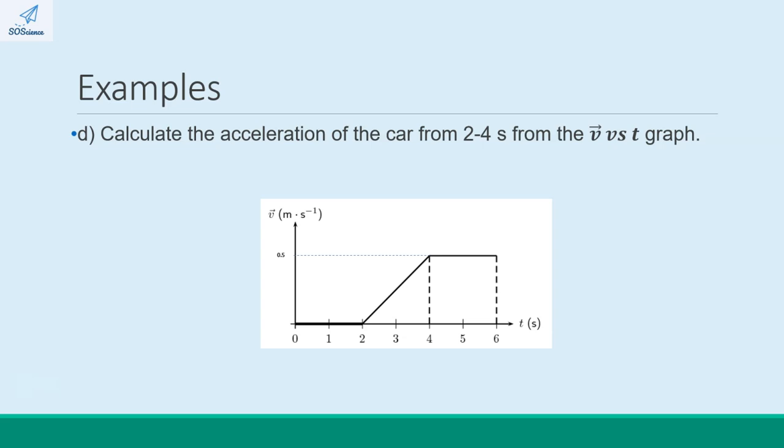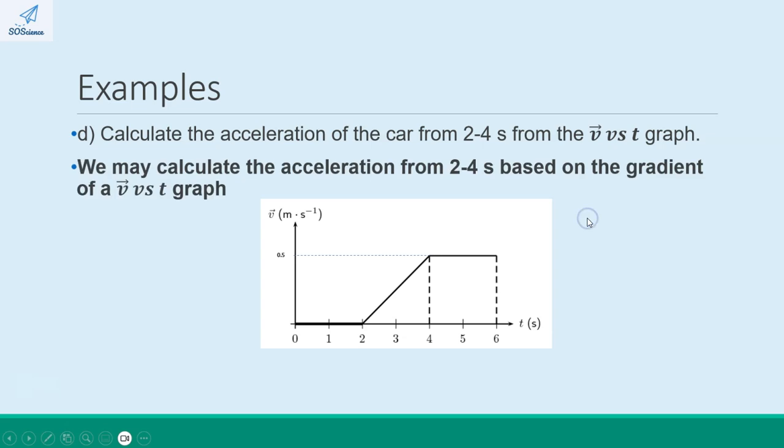Calculate the acceleration of the car from 2 to 4 seconds from the velocity time graph. Now again, you can go back to that summary of graphs. What we can see from that is that based on the gradient of a velocity time graph, we can calculate acceleration, and we've got enough information to be able to calculate this gradient. You have to write this out. A equals delta V over delta T, which is VF minus VI over TF minus TI.